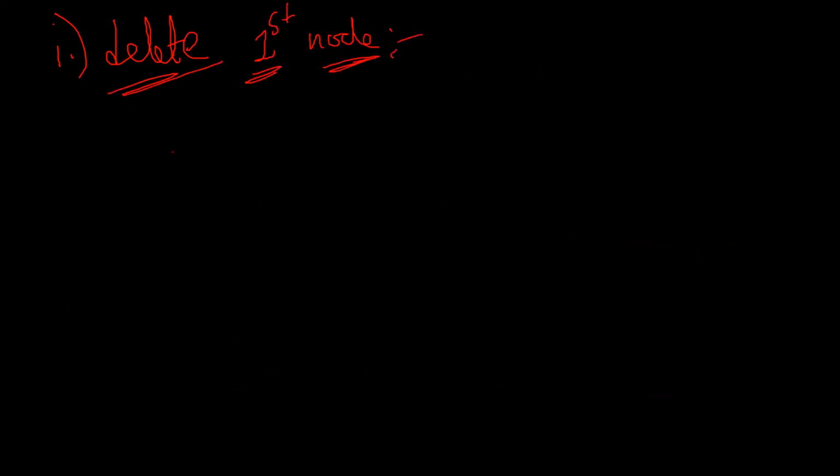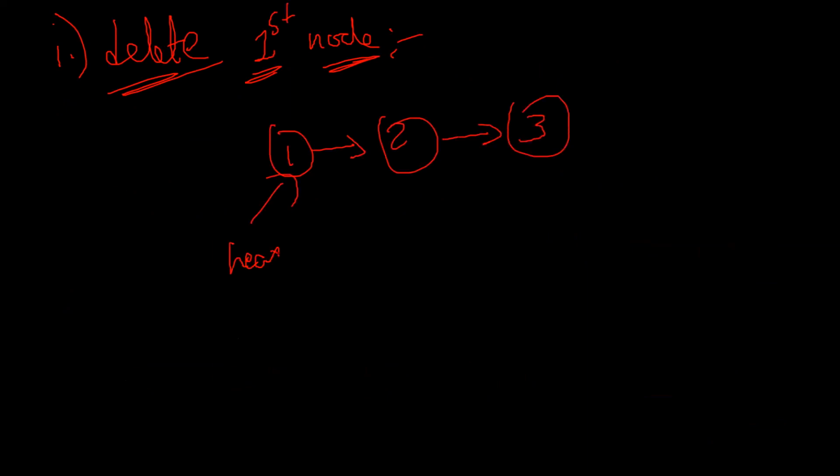Okay. So let's say, basically simple, right? If 1, 2, 3 is there, and my head is pointing towards 1, what should we do, guys? I just have to delete. Delete doesn't mean just remove it from our system. That we can't do ever.